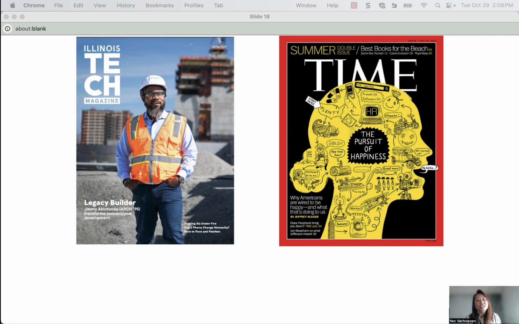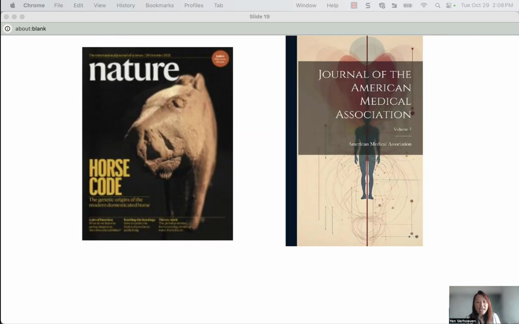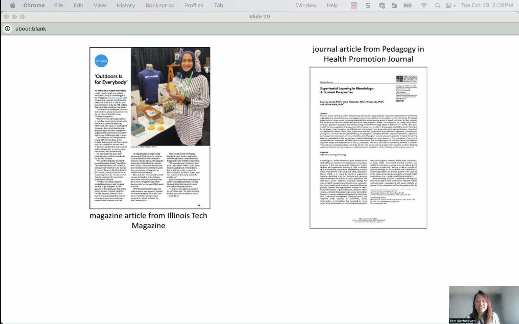Journals, scholarly journals, are basically magazines written by scholars, written by academics. So Nature is a scholarly journal. The Journal of the American Medical Association is another scholarly journal. So journals are the scholarly form of magazines. And what does that mean? That means that magazines have articles, magazine articles, and journals also have articles, journal articles.